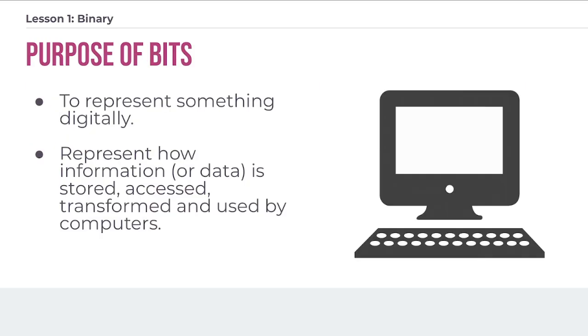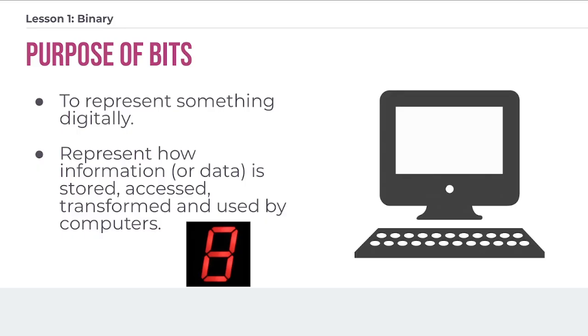So why do we talk about bits? The purpose of bits is to represent something digitally. All right, usually if you think about the difference between a digital clock and a clock with hands, a digital clock has all of these little segments. Having all of the segments on will yield the number 8. We'll show you the number 8.